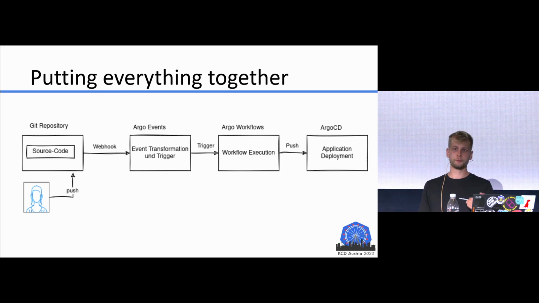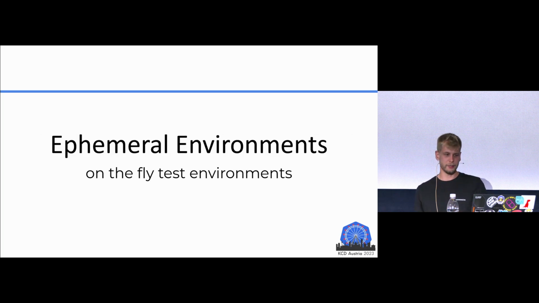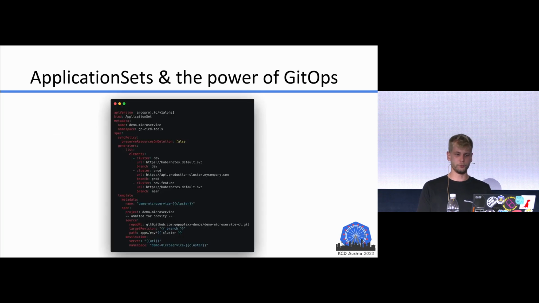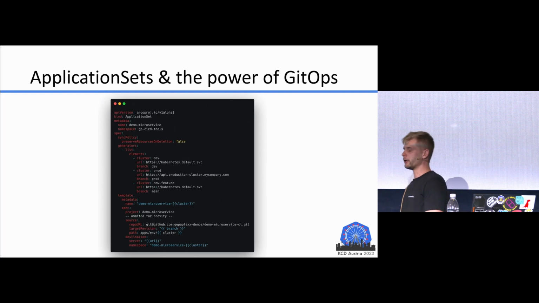That's cool, and it works perfect for applications that are already deployed, but we are not having the ephemeral environments yet. So for that, we can use application sets. Basically just a way to tell Argo to generate applications based on a generator. In this case, I just added a new feature branch, and our workflow added this little list element, and we are deploying a new environment into a cluster.